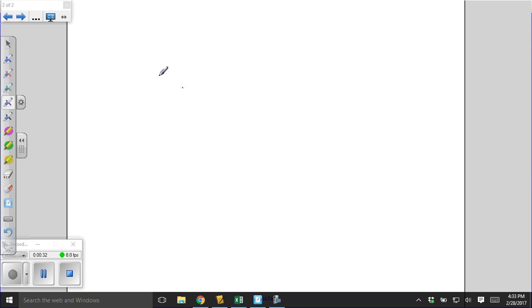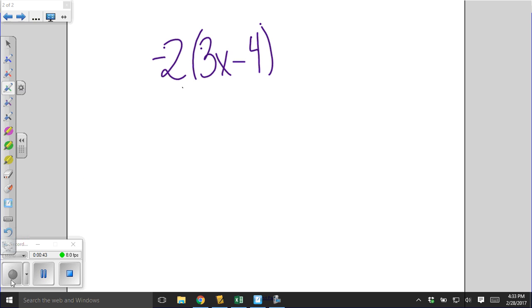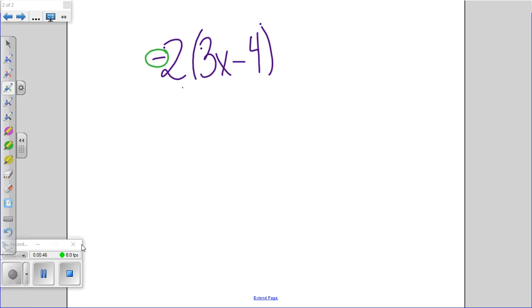So a quick reminder of the distributive property. Let's say I have negative 2 times the quantity of 3x minus 4. I personally like to circle my negative. And for the sake of this problem, I'm going to treat my subtraction symbol as a negative. The first thing I do is determine if I'm going to have a positive or a negative term. So I will say this is a positive, my 3x. Negative times a positive gives me a negative, and then 2 times 3x is 6x.